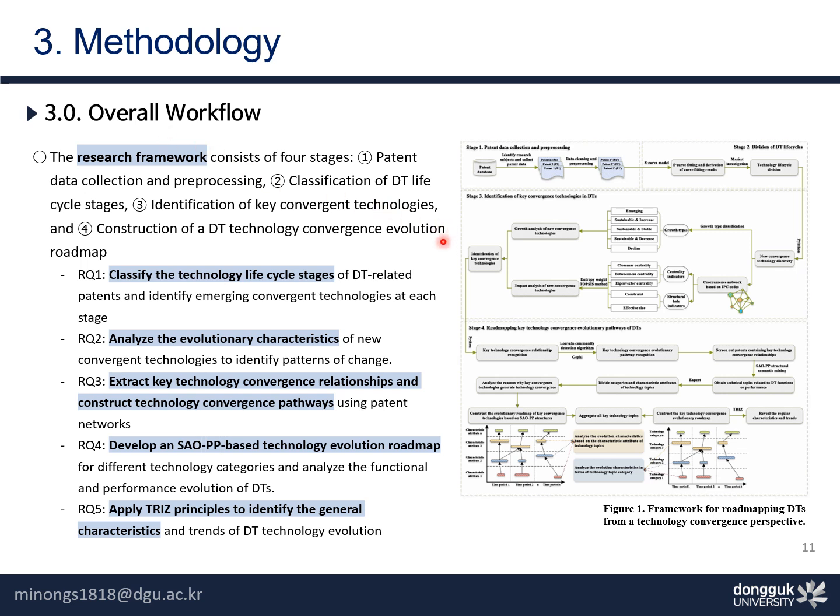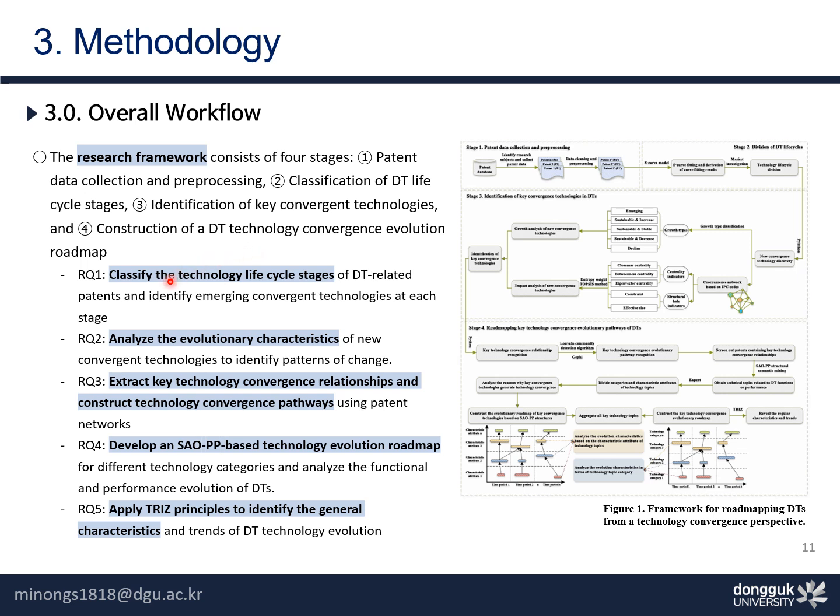Next is methodology. This research framework includes four stages. First, patent data collection and pre-processing. Second, classification of DT lifecycle stages. Third, identification of key convergent technologies. And fourth, construction of a DT technology convergence roadmap.